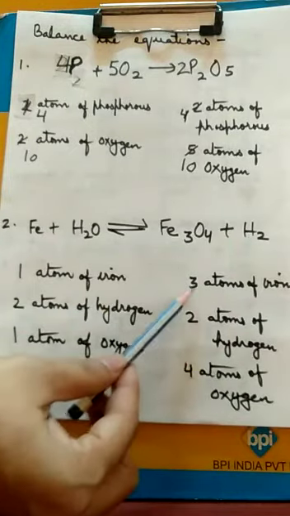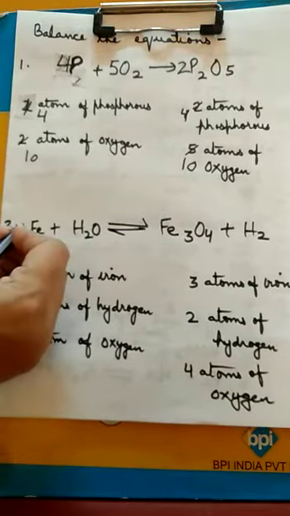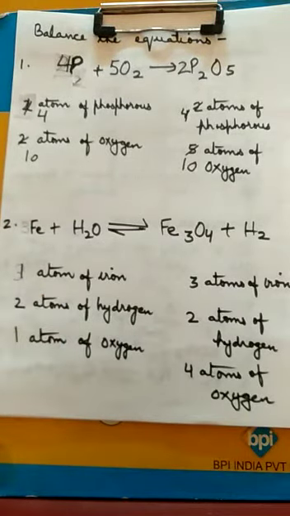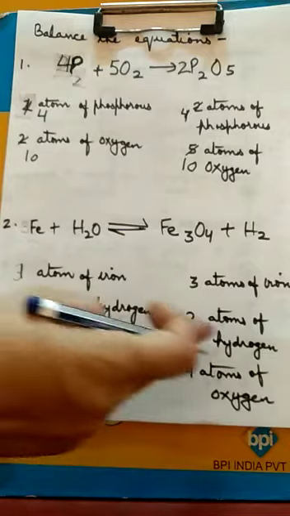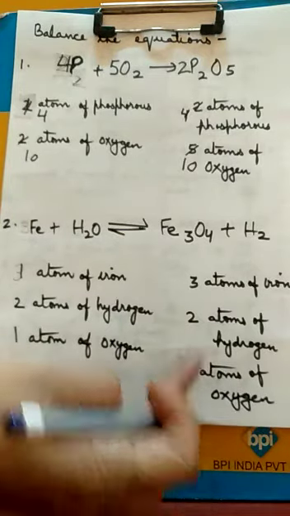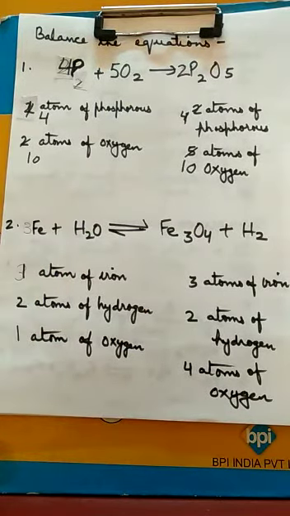First of all let us balance iron. On this side 3, so this side also 3. I will do it with a pencil, so I will write 3 here. Now your iron is balanced. Hydrogen is already balanced. Now let us balance the oxygen. On this side 4 and on this side 1, so I have to write 4 here in order to balance.